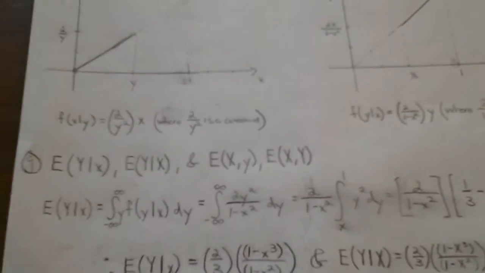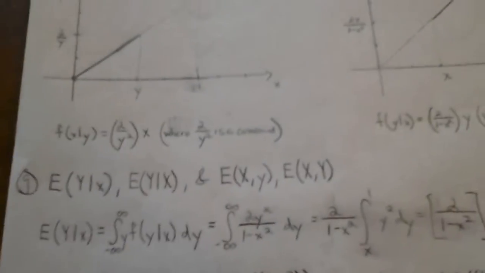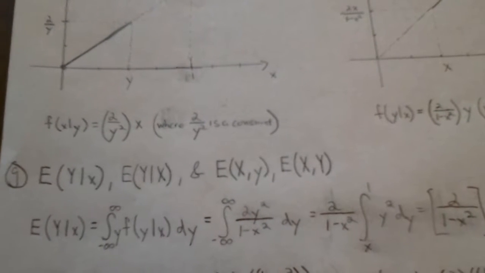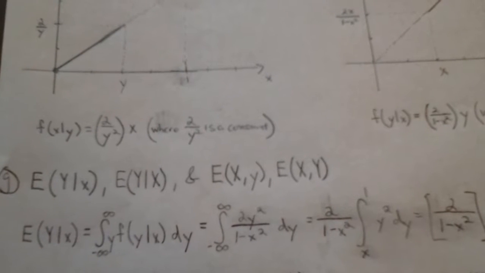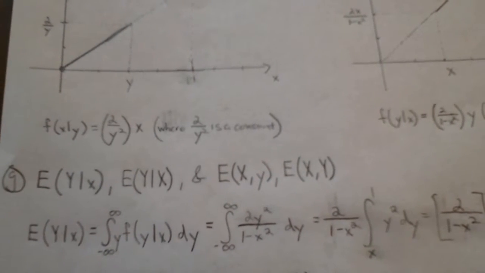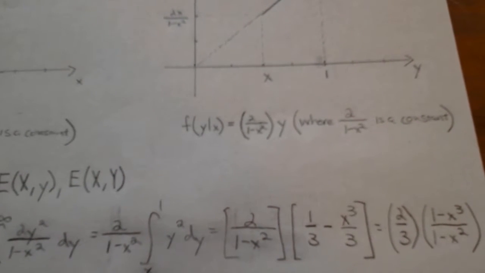Basically, you can see why we drew it. Y is a straight line. We can see how it's a function with independent variable of x. For the conditional one, x given y, we have a constant 2 over y squared. Over here, we have a constant 2 over 1 minus x squared. So that's another straight line.